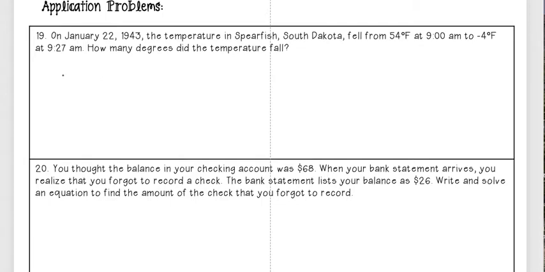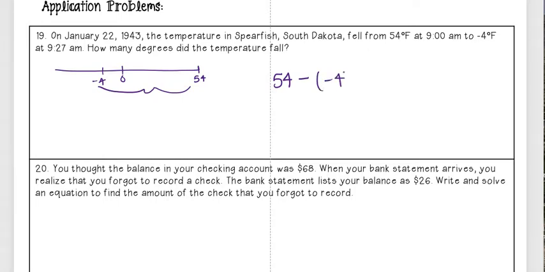So I'm starting at 54 degrees, and I'm going all the way down to -4. If I'm looking at a number line, I'm at 54 and it's going past 0 to -4. So I want to find that distance. Well, all I need to do to find that is just subtract those numbers. So I need to do 54 minus -4.